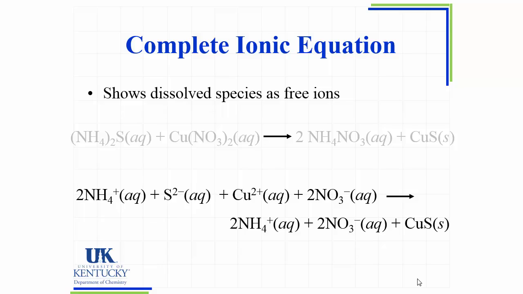Then we can go to a complete ionic equation. To do this, we simply show anything that's dissolved, so anything that's labeled as aqueous, in the ionic form, because that's how it actually exists in water. And so here we have our ammonium sulfide has been broken down into ammonium ions and sulfide ions. Copper nitrate becomes copper ions and nitrate ions. Our ammonium nitrate is also broken up into ions, but notice that our copper sulfide remains as CuS because it's solid, it's insoluble in water, and so that's the precipitate that forms from this reaction.